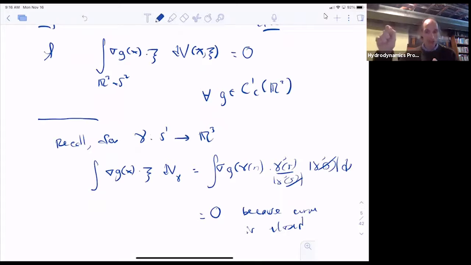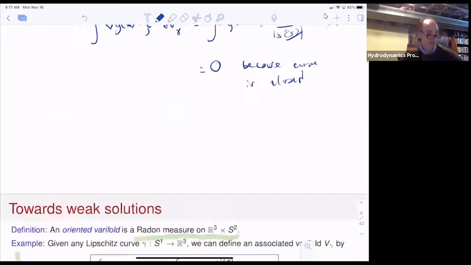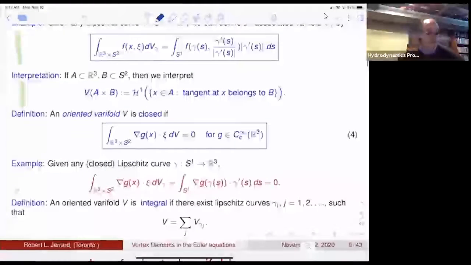Sorry, G at one endpoint minus G at the other endpoint. And so this condition, this vanishing of this integral, of course, tells us that the curve is closed. And so we just take that as the definition of closed for this more general object. And so that's what was written here.